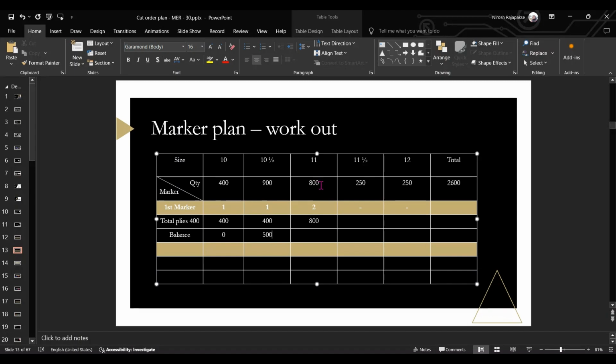Here there were 800. You cut 800. Now no balance. Right. From here there was 250 earlier. By using the first marker, you didn't cut. So the balance is 250. Here also 250. Right? You can get the total quantity also. You can fill in the 10,000.